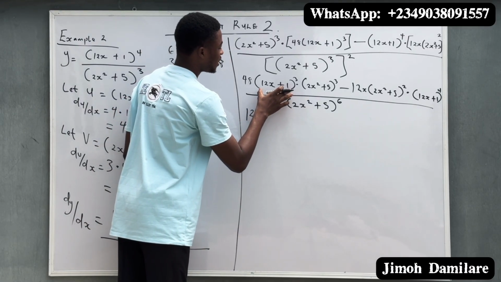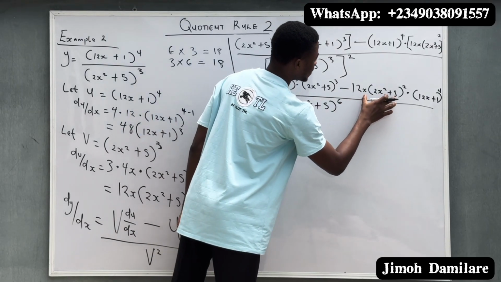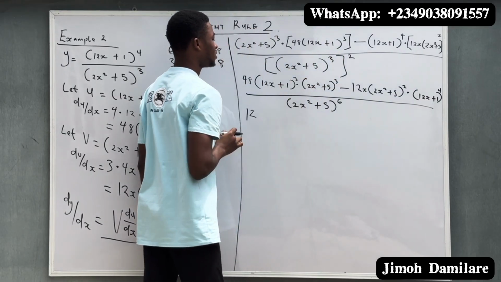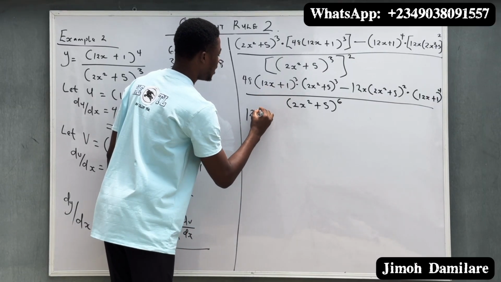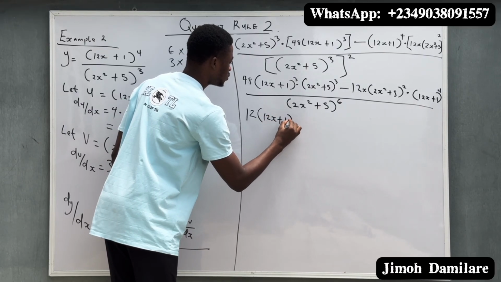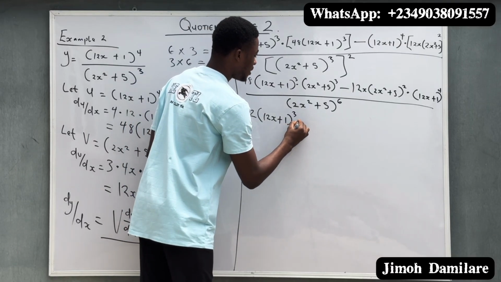So let's also look at this bracket. You can see we have 12x plus 1. Also look at the second term. You can see we have 12x plus 1, but this is raised to power 4 and this is raised to power 3. So all we just have to do is to bring the one with the lowest term. So in this case, we have open bracket 12x plus 1 raised to power 3 because that is the one with the lowest term. Also multiply by.